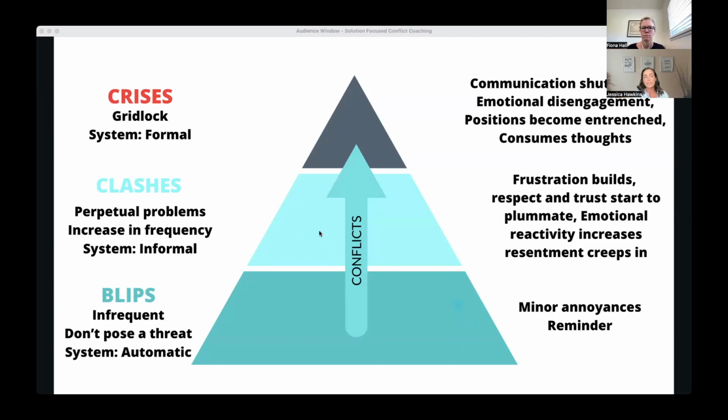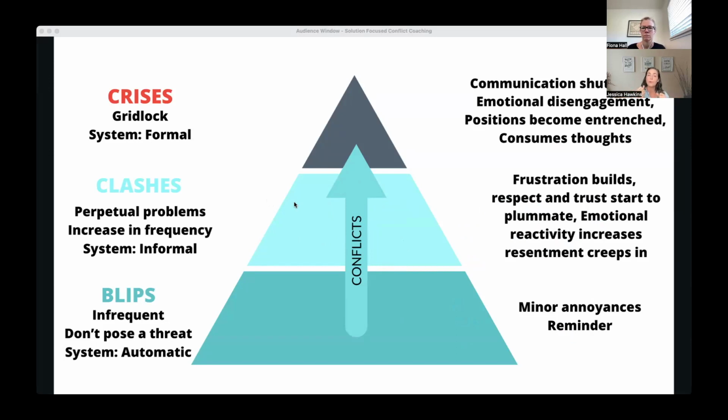But what happens as the conflict escalates is that these start becoming perpetual problems. So the reminder isn't enough. They're happening over and over again. And as they happen over and over again, frustration starts to build, respect and trust start to plummet.